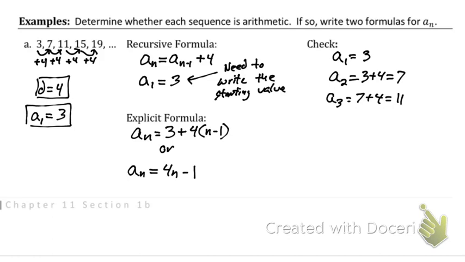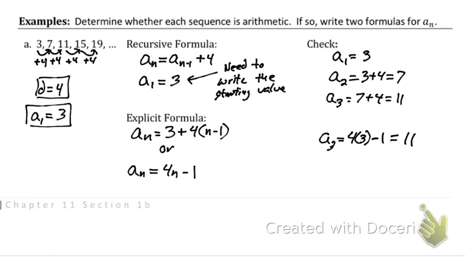For our explicit formula, I just check one or two of them. My third term should be 15, correct? So if I plug a 3 in for my n, I should get out 15. So let's check that. So a sub 3 is going to equal 4 times 3 minus 1, which is going to equal 11. Well, my third term is 11. So that one worked out.